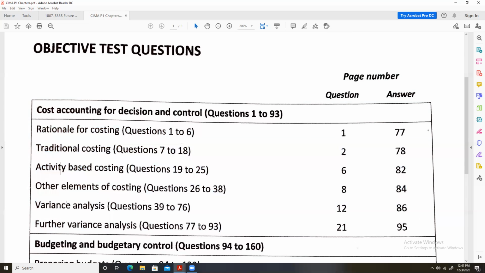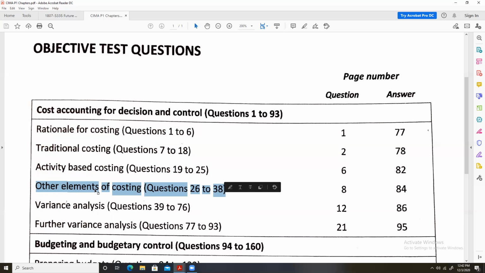Other elements of costing comprises of, as I said, throughput accounting. The main topic in this chapter is throughput accounting. Now, throughput accounting does not only include calculations, but it also includes theoretical areas such as the theory of binding constraints, the limiting factors.